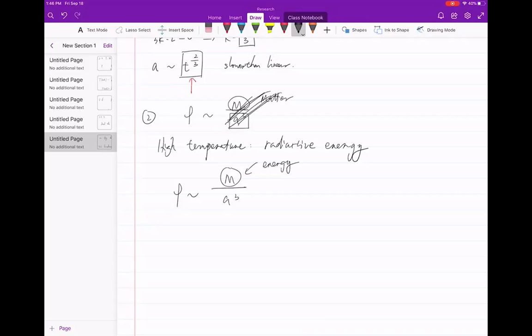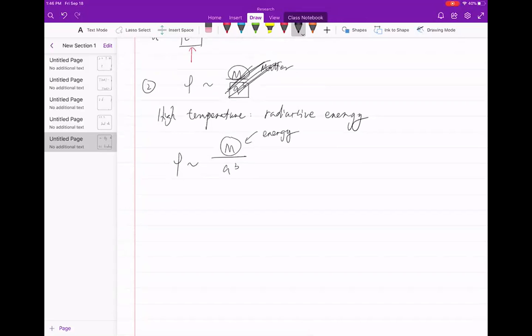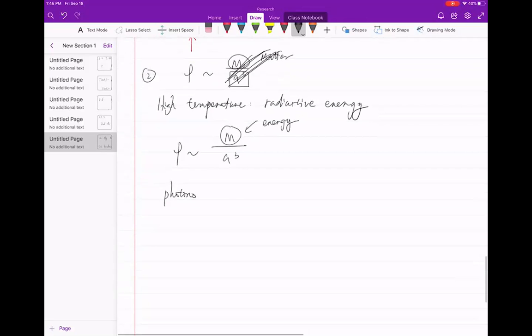But now if you think about it, when things are really hot, your photons, actually not photons, let's just talk about radioactive wave, right? And here's the interesting thing. The number of photons, of particles or waves, is inversely proportional to the volume. The bigger the volume with the same number of waves, it's still 1 over a cube.